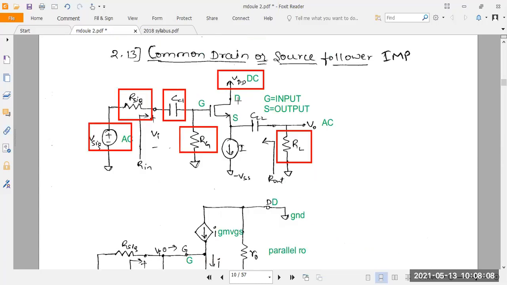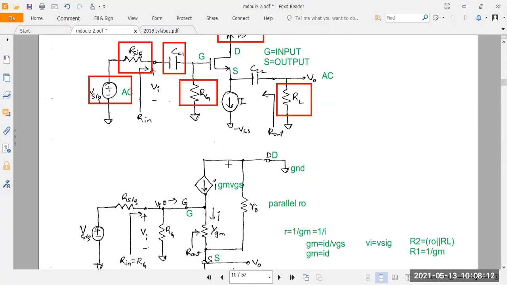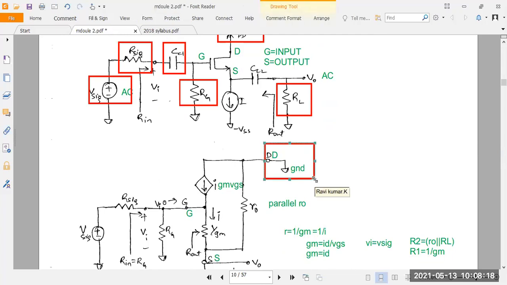Next, come to the drain. In a common drain amplifier, the drain is connected to VDD, but when you come to the equivalent circuit, it is connected to ground. That's why we call it a common drain amplifier. When the drain is connected to ground, we call it a common drain amplifier.